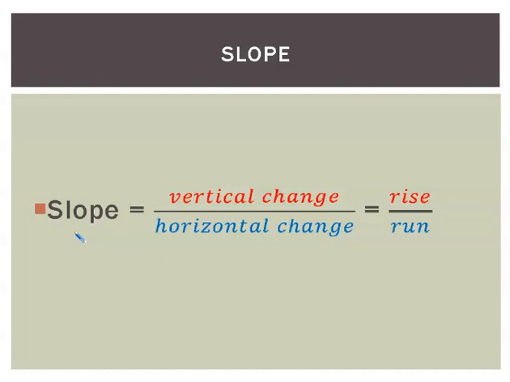And a lot of your teachers are going to tell you that slope and rate of change are the same. And it's true. They really are measuring, and the calculation is the same. Vertical change, again, this is in our y direction. Our horizontal change is in our x direction. And we sometimes call it rise over run, for finding slope.